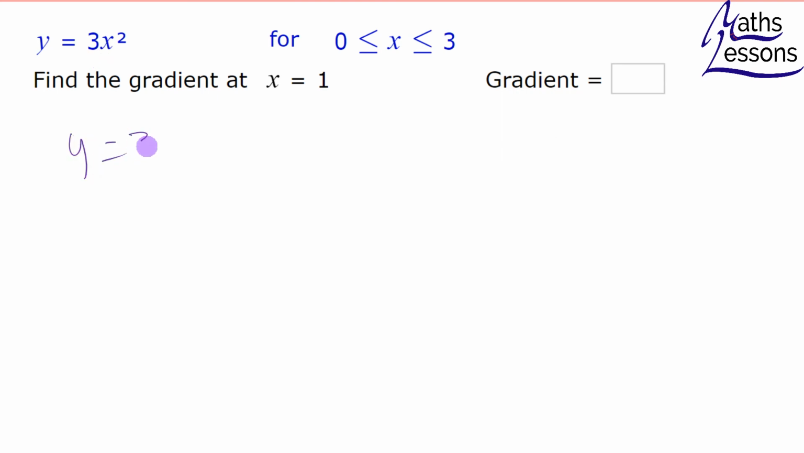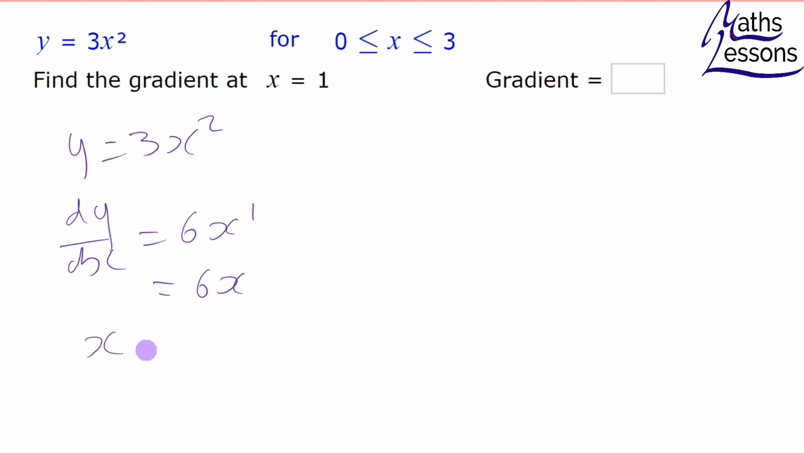y equals 3x squared. Let's differentiate that. dy over dx times by the power. 2 times 3 is 6. Take 1 off the power, gives me 1. Gives me 6x. At x equals 1, we get dy over dx will equal 6 times 1, which equals 6.